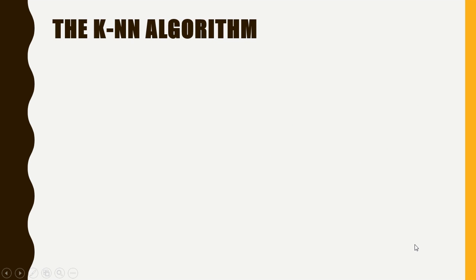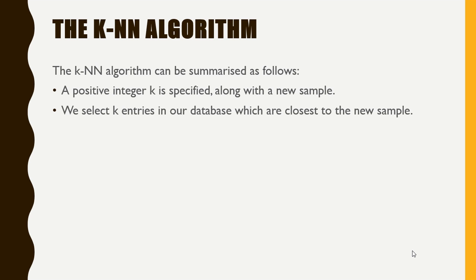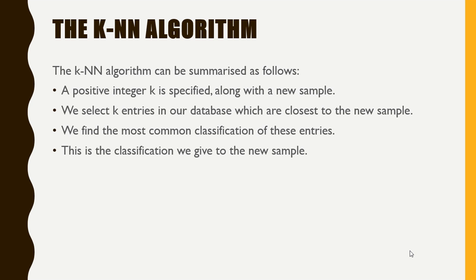Now let us look at the kNN algorithm. The kNN algorithm can be summarized as follows. A positive integer k is specified along with a new sample. We select k entries in our database which are closest to the new sample. We find the most common classification of these entries. And finally, this is the classification we give to the new sample. So this is the algorithm by which the k nearest neighbor concept works.